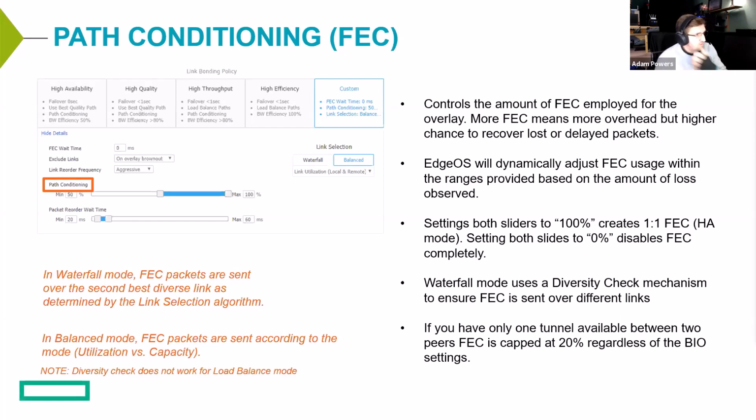Okay, so this one, path conditioning, I think this is the easiest one to understand. It is quite simply how much FEC we add, how much overhead we add to the link. The more FEC you add, the closer you get to 100%, the better we deal with packet loss, or delayed packets. FEC works for delayed packets as well.